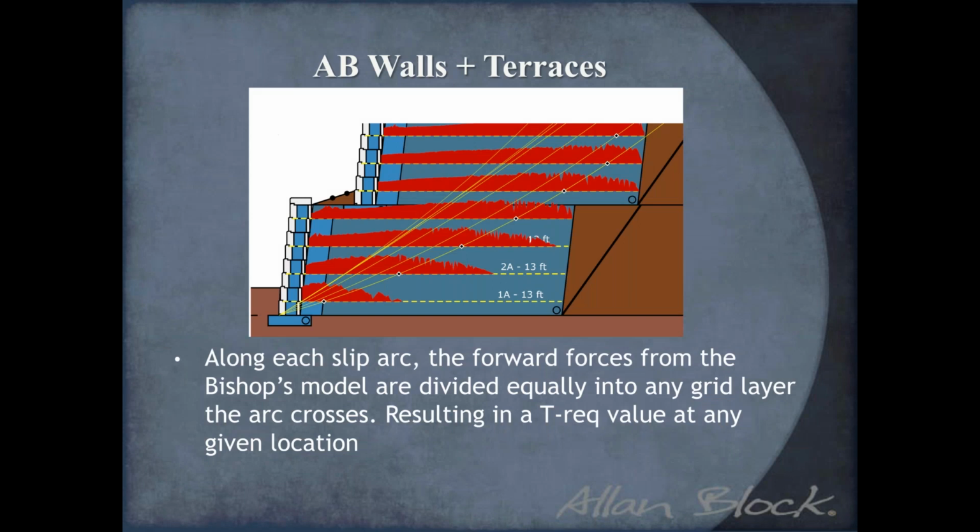So once again, for each slip arc, those forward forces from the Bishop's model are divided equally among any of the grids that slip arc crosses. So it may seem simple, but if we have X magnitude of a forward force, we simply divide it by the number of grids, and that grid then has to be strong enough to carry that load.